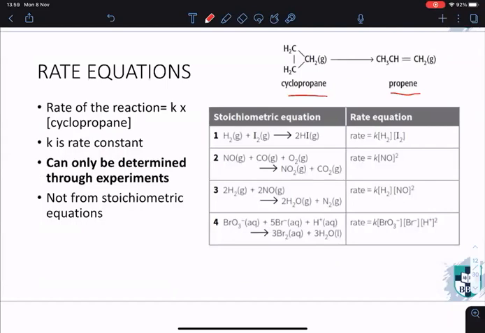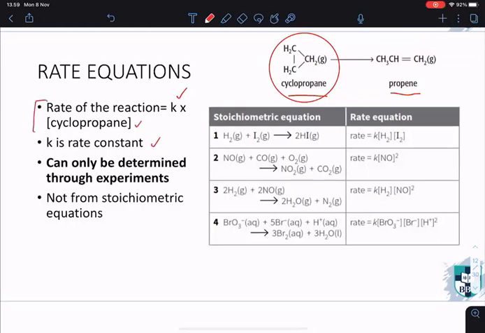Okay, and in this case, the only reactant is cyclopropane. I will come into detail on that later. But the reactant over here is cyclopropane. Generally, the rate of reaction is k. What is k? k is going to be the rate constant. You can see here, the rate constant, and the concentration of cyclopropane over there.